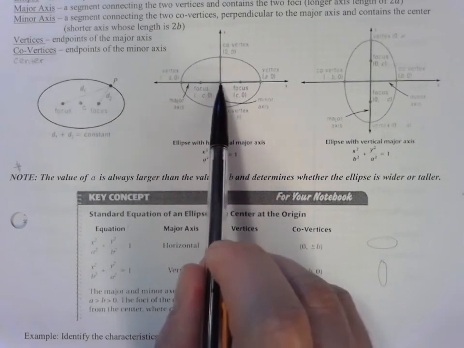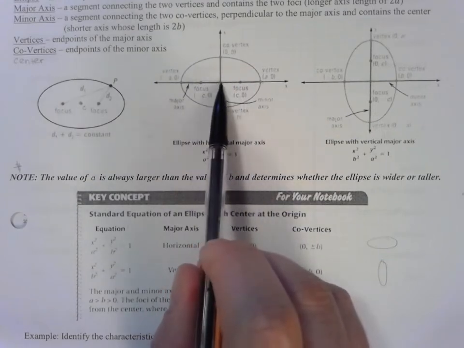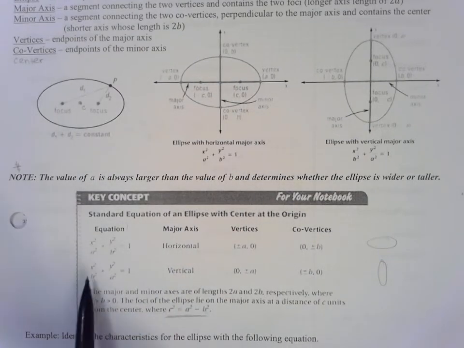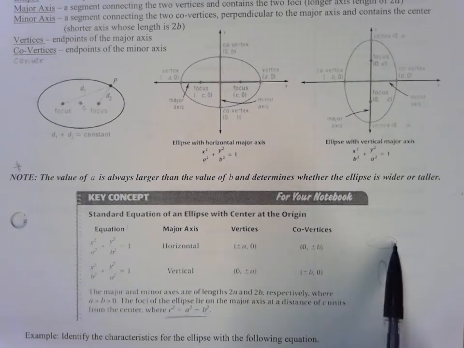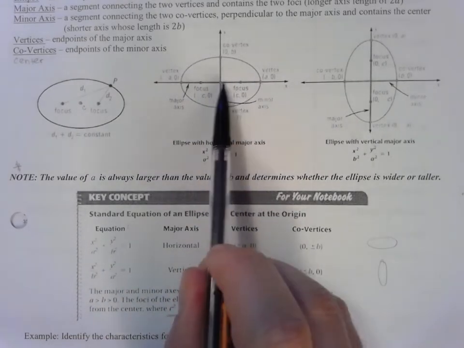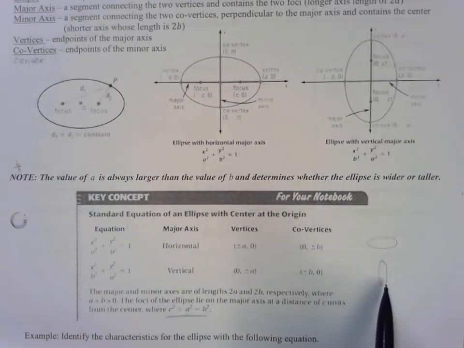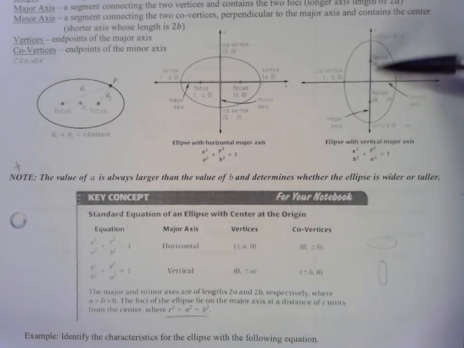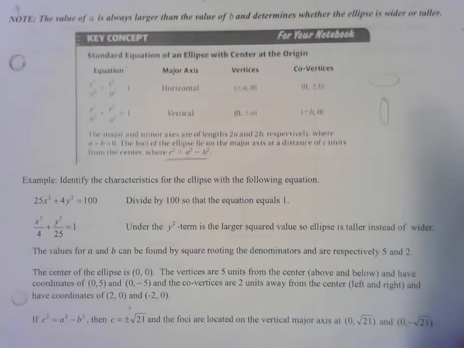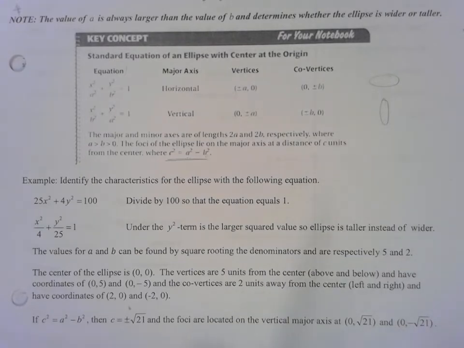What tells you why they go right and left instead of up or down? Well, the orientation. If it is wider, then your foci will go left and right. If your ellipse is taller, then your foci go up and down, because your foci are always on your major axis.